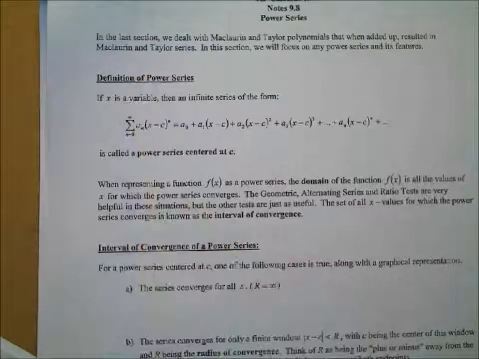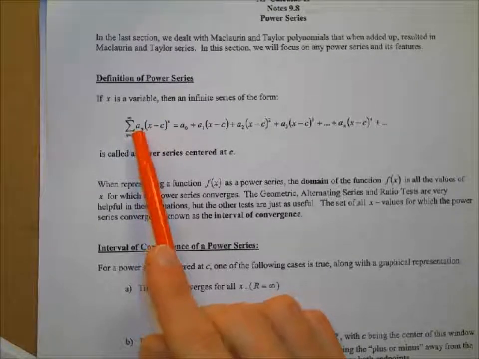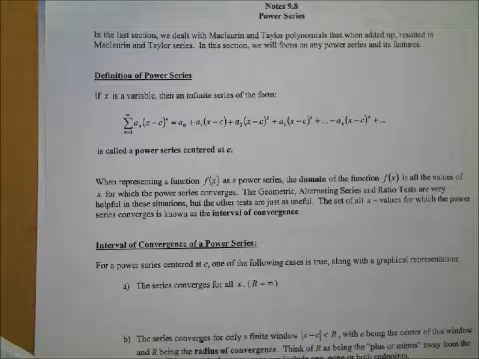So the biggest category is power series. Then within that is the Taylor series, which has a specific sequence a sub n that goes in front of the x minus c to the n. And then the Maclaurin series, within the Taylor series, is a specific kind of Taylor series centered at 0. So all that stuff there.